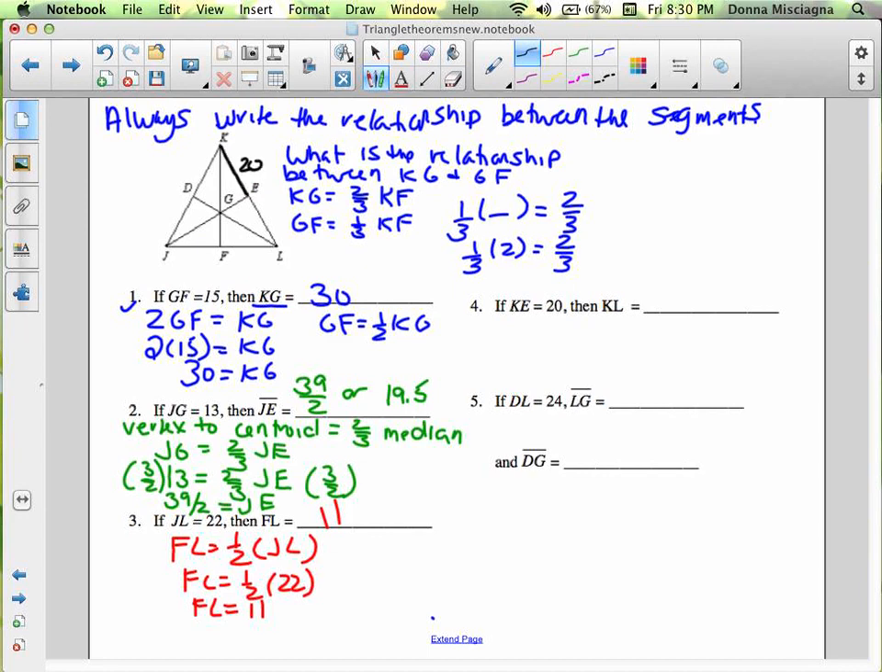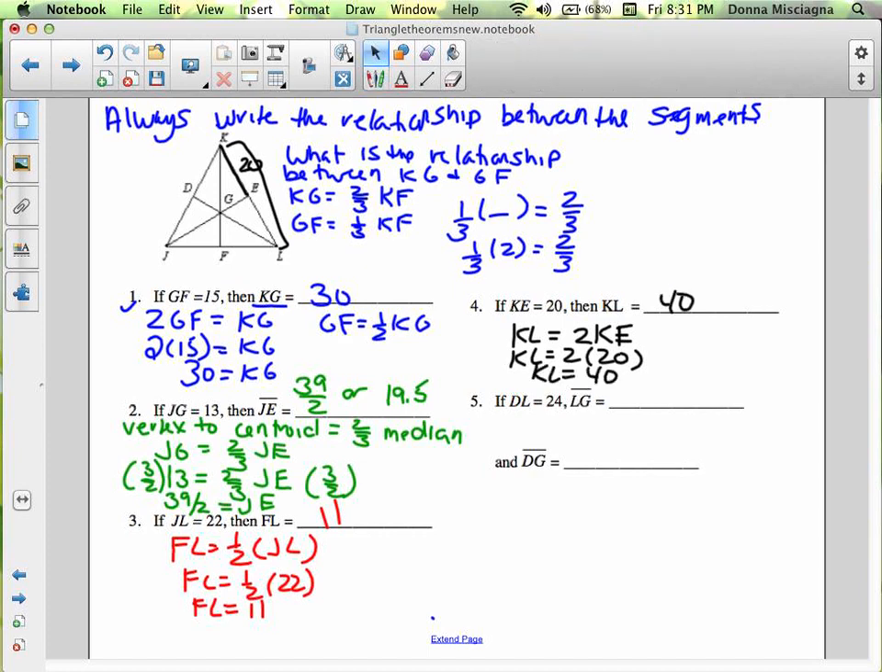Okay? And then the last three here. If KE equals 20, I'm just going to keep erasing this each time to give myself space. KE equals 20, so KE is right here. We want to know KL. So we're solving for KL. KL is twice the size of KE. It would take 2 KEs to equal 1 KL. I know what KE is, so KL is 2 times 20, and that means KL is 40.